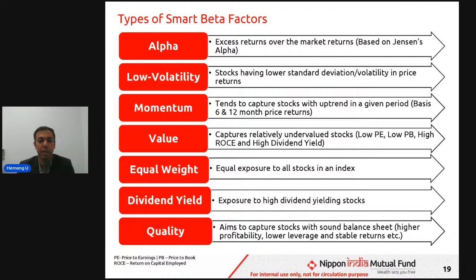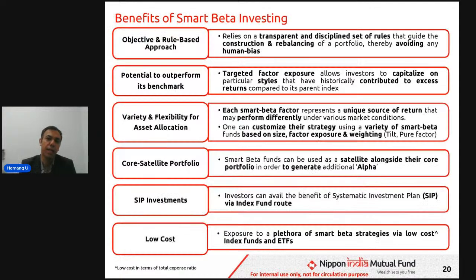Quality, like I explained, a sound balance sheet makes more sense for a company. Higher profitability, lower leverage, good stability, higher PAT, year-on-year earnings are great. So those stocks form part of the quality bucket, and the highest weight will be given to those which have the highest quality. So this is just a brief outline of the types of factors that are available, what one can choose from, and what one works upon. We'll dwell more in detail.